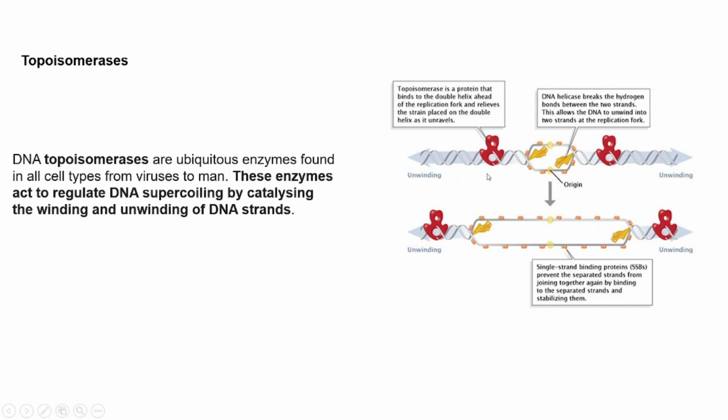Now when DNA is being replicated, or any other process is going on, the DNA needs to be unwound and then it needs to be wound back. So this unwinding is caused by topoisomerase. So here you can see topoisomerase is a protein that binds to the double helix ahead of the replication fork. The replication is happening. This is how the replication is happening, and relieves the strain placed on the double helix as it unravels.